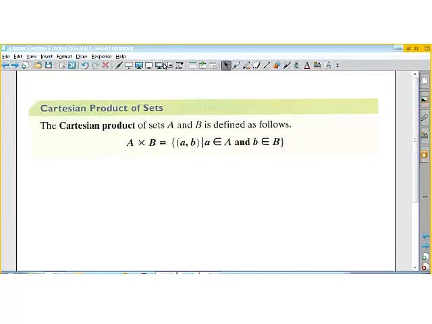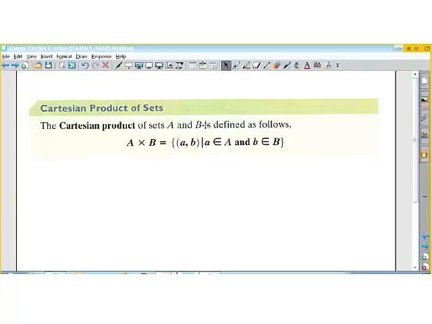So the definition of the Cartesian product of 2 sets is A cross B equals the set of the ordered pairs (a, b) such that the element a is an element of set A, and the element b is an element of set B. Basically what you're going to do is make ordered pairs where the first number is from set A and the second number is from set B. So it's just easier to give you an example to show what this means.